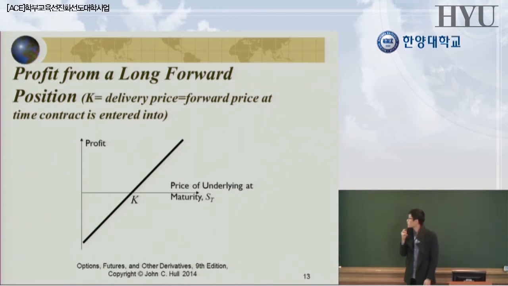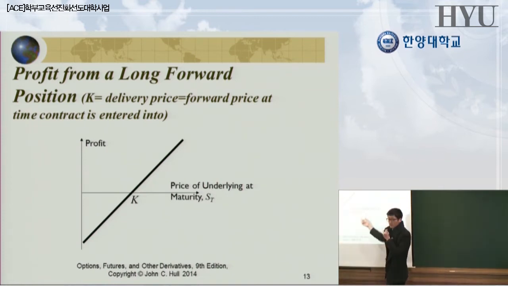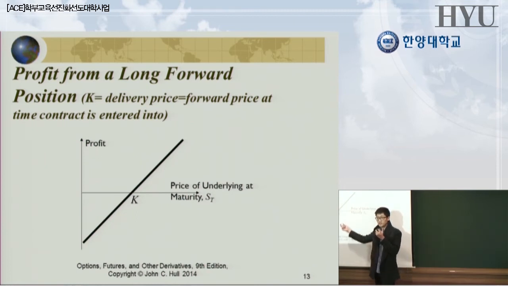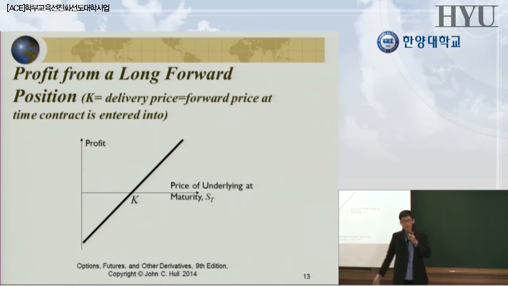Here's a typical payoff graph of a long forward position. K here is the delivery price, the x-axis is the underlying asset price at maturity, and the y-axis is profit at maturity. The important thing here is that this graph is plotted assuming that we are at the maturity date. At the maturity date, if the underlying asset price is larger than the delivery price, then we can earn this much profit. It means you are betting on the price appreciation of the underlying asset.